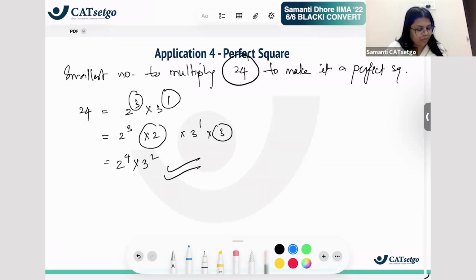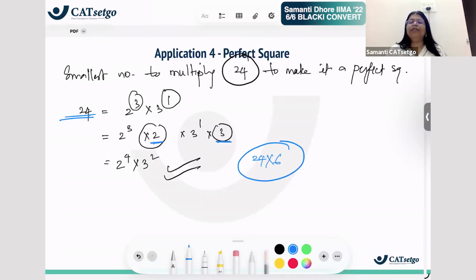So I had to multiply 24 by 6. I had to multiply 24 by 6. And that is how it became a perfect square. It became 144, which is a perfect square. Do you understand the logic here?